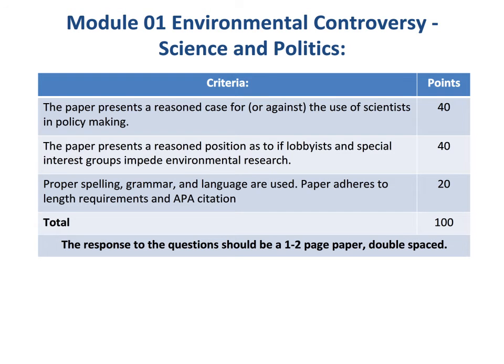Module 01 Environmental Controversy, Science and Politics. The paper presents a reasoned case for, or against, the use of scientists in policy making. Points 40. Proper spelling, grammar, and language are used. Points 40. Paper adheres to length requirements and APA citation. Points 20. For a total of 100 points. The response to the questions should be a 1 to 2 page paper, double-spaced.